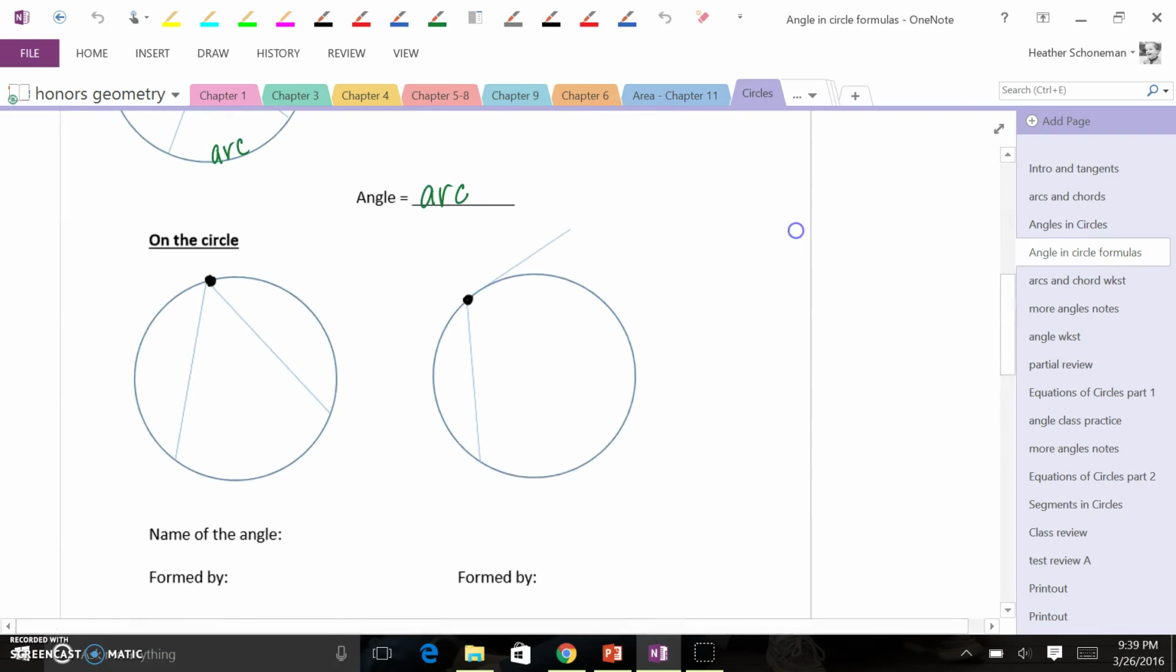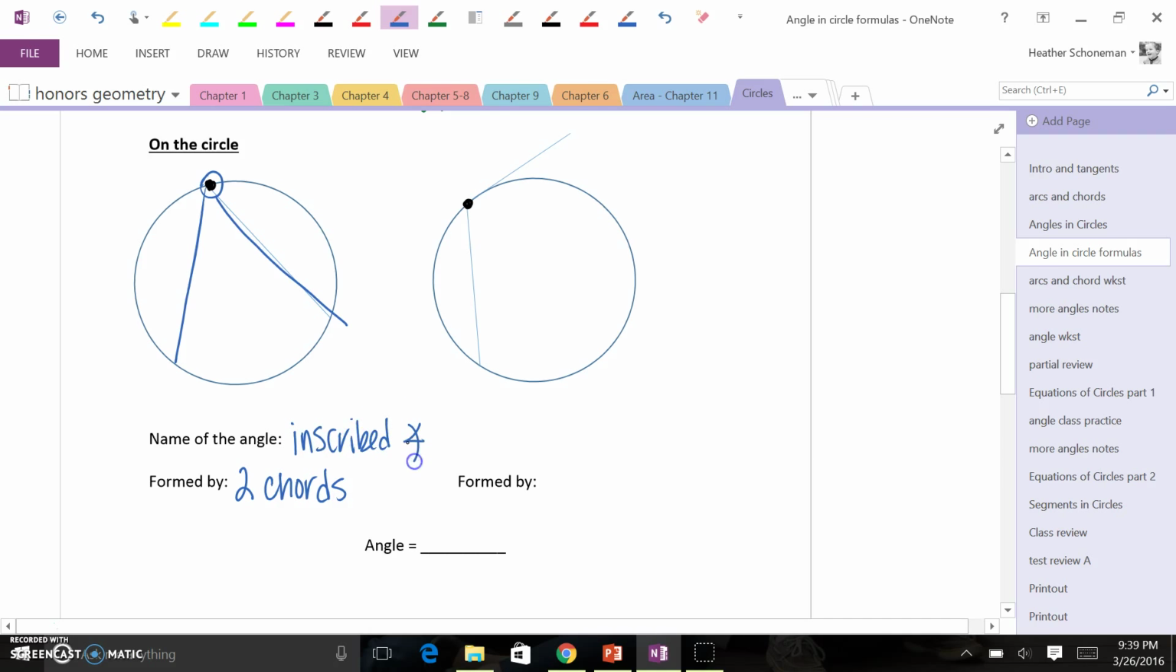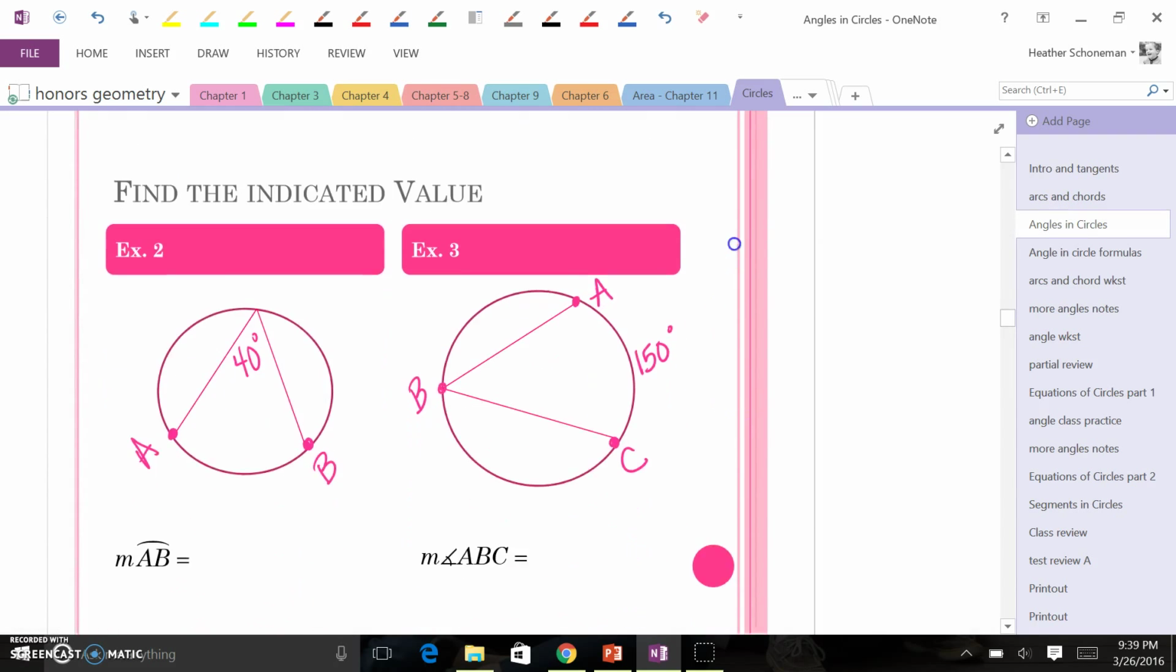Okay, so we should be feeling comfortable with the angles and the arc. So flip to your formula sheet and go down here. We're only going to look at the picture on the left right now. In the picture on the left, the vertex is right here on the circle, and it's formed by two chords. We now know that when it's formed by two chords, it's called an inscribed angle. In this case, we have our angle and we have our arc, and when the vertex is on the circle, the angle is 1/2 of the intercepted arc. All right, now that we know the formula, go back to our notes, and let's practice.